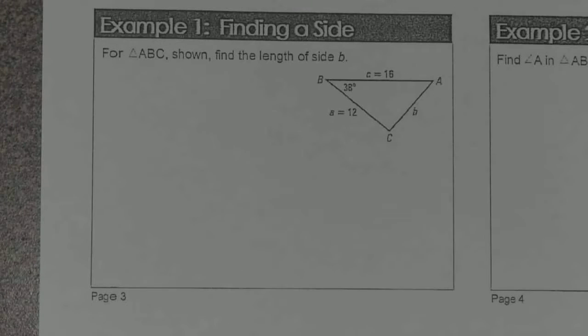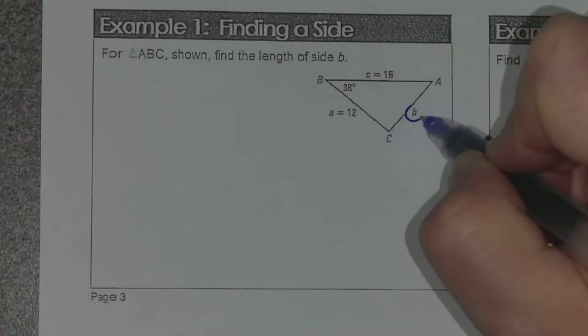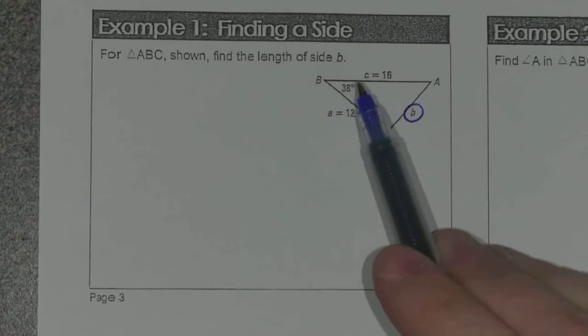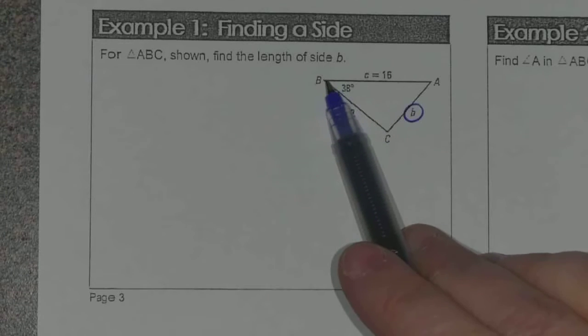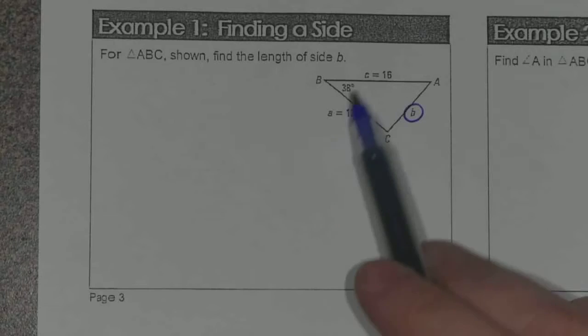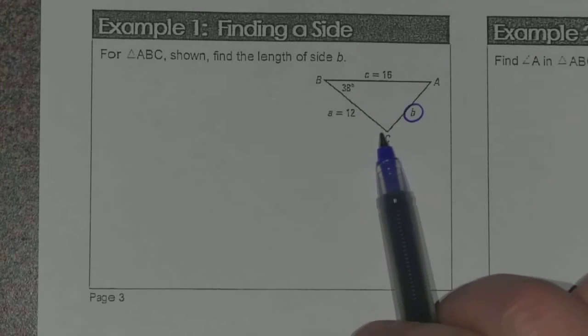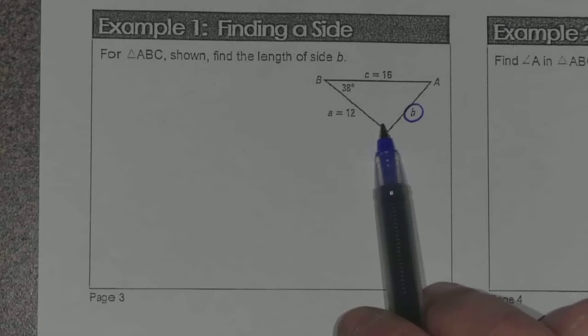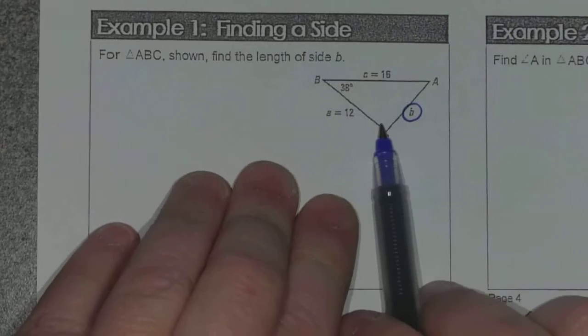But let's look at this first example right here. It says finding a side. Now we're looking right here for side B. They gave us angle B. They gave us side A and side C. Now that's not enough information to set up a law of sines, is it? But it is enough information to set up the law of cosines.